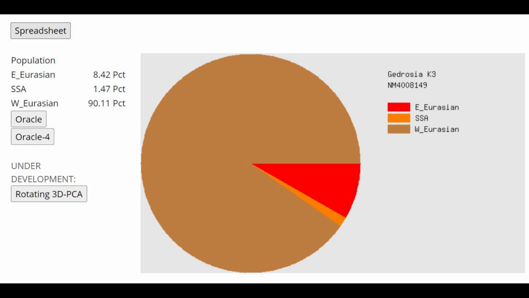Now in Gedrosia K3, she's scoring 90% West Eurasian, which is quite a lot for somebody from, you know, antiquity, from the Bronze Age. But this is still less than modern people who descend from her. This is less than Europeans, less than what even people of the Caucasus would score. So she's maybe a little bit more ancient, a little bit more archaic than us, right, in this regard. Has less West Eurasian drift.